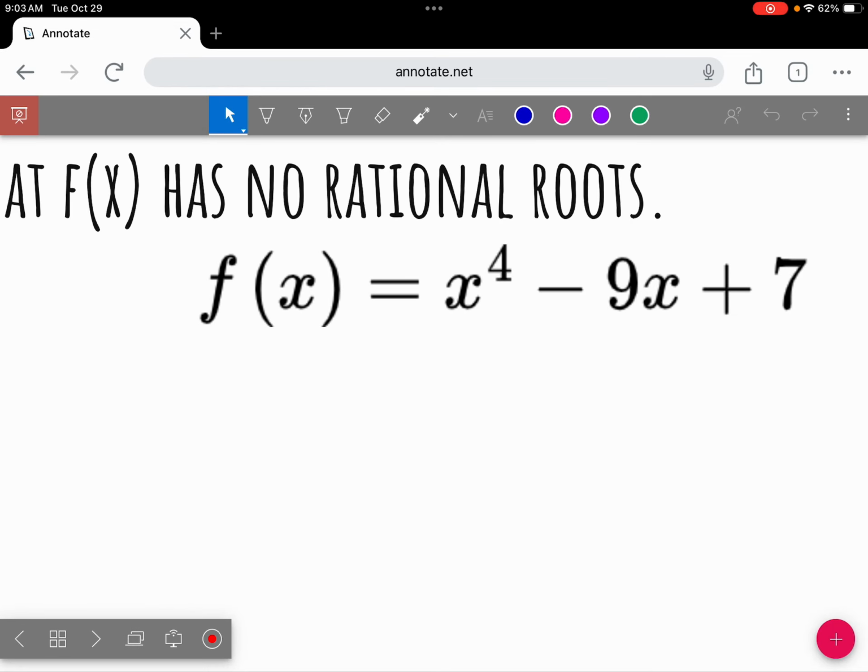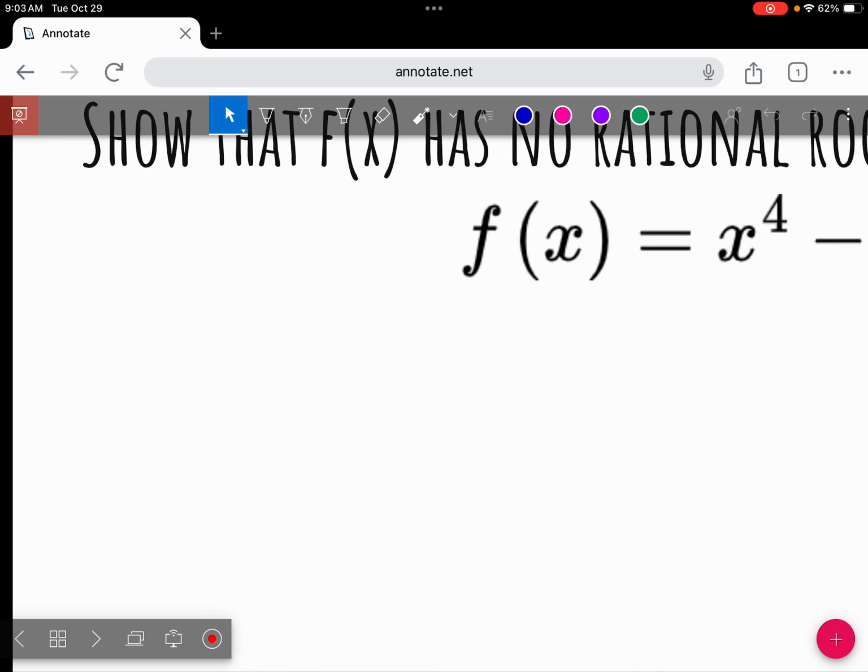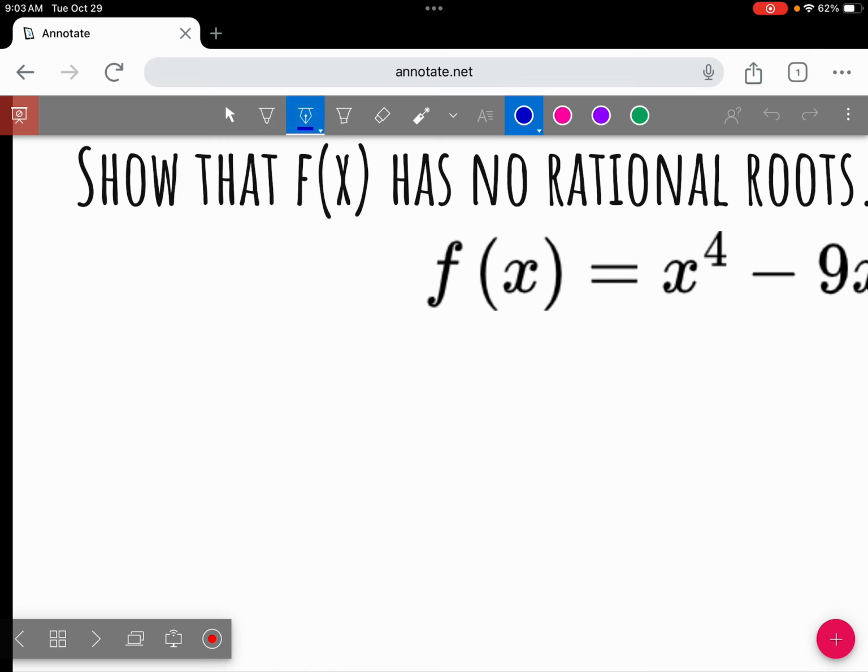All right. So our first step is going to be to find all possible options for our rational roots. That's when we're going to find our factors of p and our factors of q. What is our p? 7. So what are our factors of p? 1 and 7.